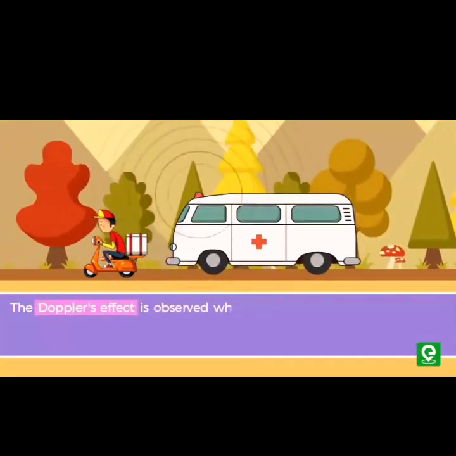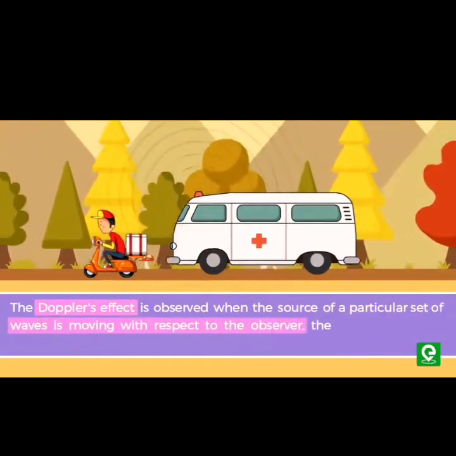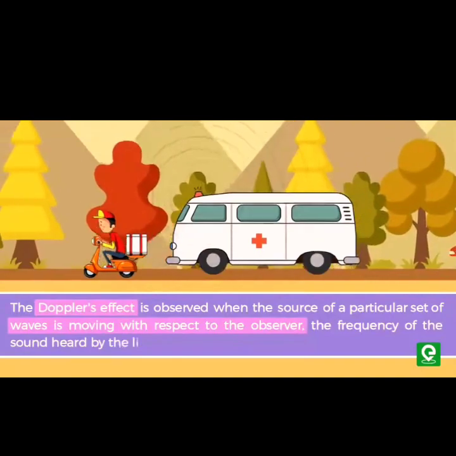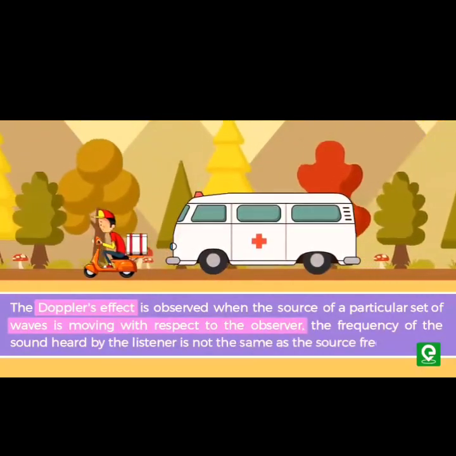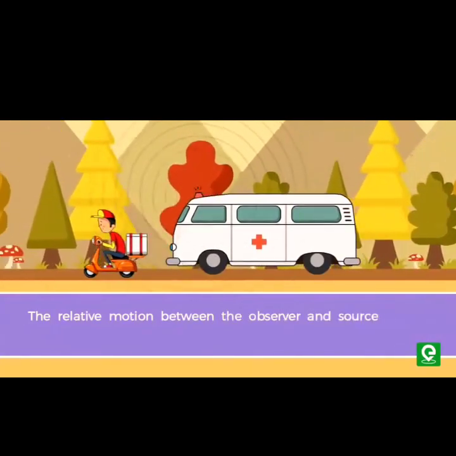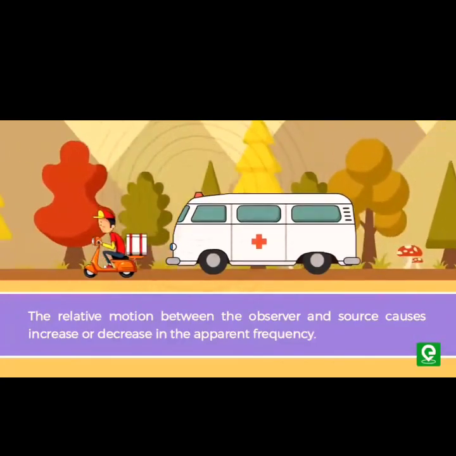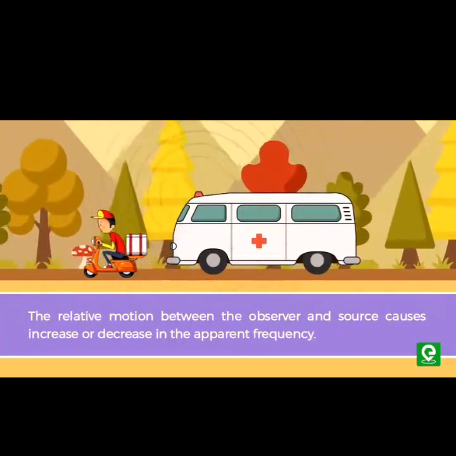Doppler's effect is observed when the source of a particular set of waves is moving with respect to the observer. The frequency of the sound heard by the listener is not the same as the source frequency. The relative motion between the observer and the source causes an increase or decrease in the apparent frequency. Let us try to understand different cases of Doppler's effect.